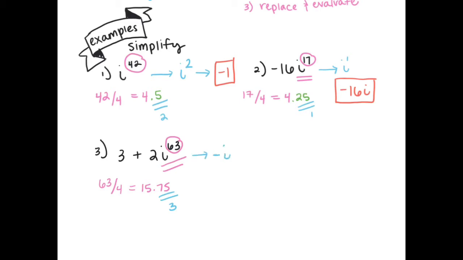But i cubed is -i. So let's rewrite this. We're going to have 3 plus 2 times -i. When you go to simplify that, you're going to get 3 minus 2i. Now with these, they just take some practice. They're a little awkward, but as long as you're following the steps, you'll get there.